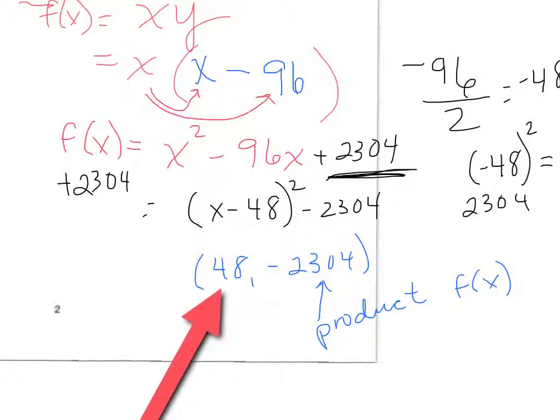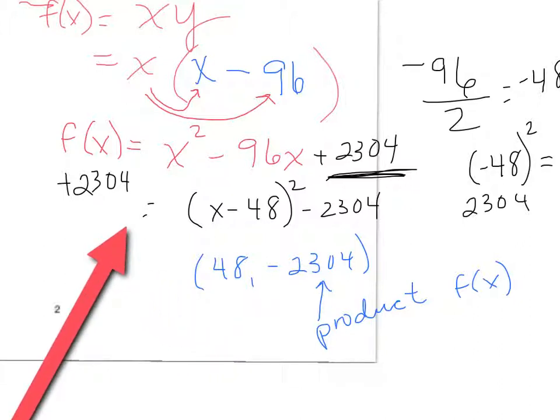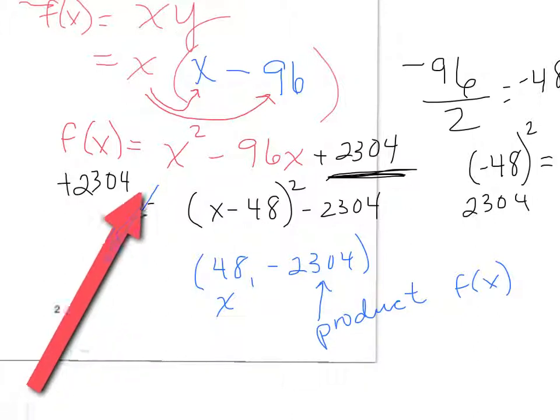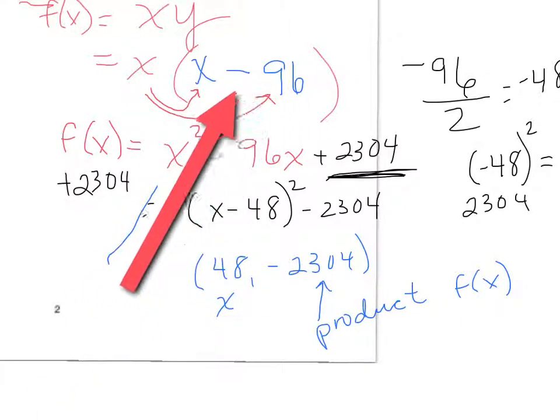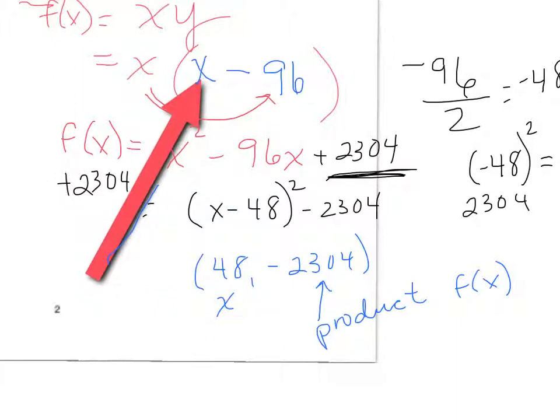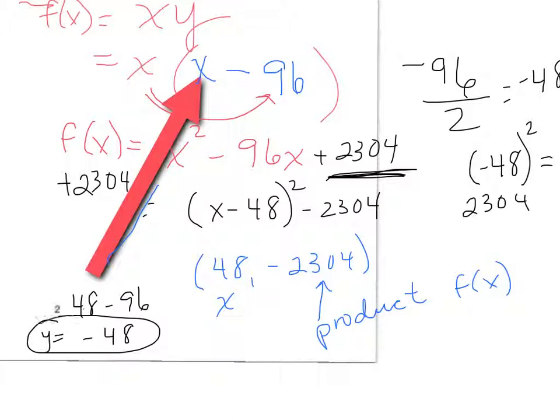This is just the x coordinate of the pair. You have to find the y coordinate of the pair. You have a definition of what y is. It's right there in blue. This is what y is equal to. So if I know x, which is 48, to find y, I do 48 minus 96. That gives me negative 48 for my y value. So my pair is 48 and negative 48.